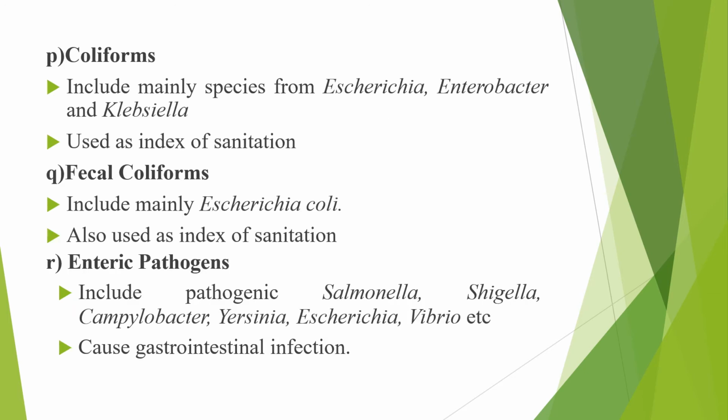Next one is the coliforms. They include mainly species of Escherichia, Enterobacter, Klebsiella, etc. And it is also used as an index of sanitation. The presence of coliforms in water or in food items is an inference about the unhygienic practices followed during the production of such food items.